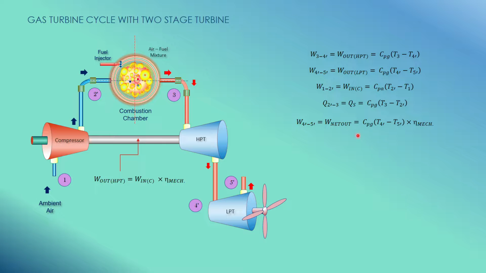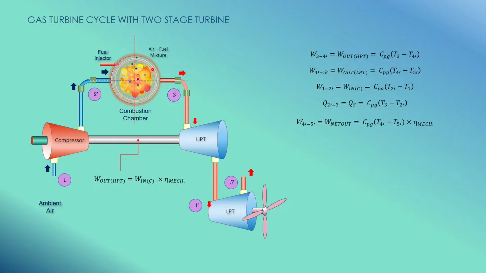So here, as you can see, we have one compressor and two turbines. One is the high pressure turbine, and the other one is the low pressure turbine. First, the ambient air, or the air from the atmosphere, gets into the compressor and undergoes isentropic compression before it goes into the combustion chamber. From state point 1 to 2 prime, we have isentropic compression.